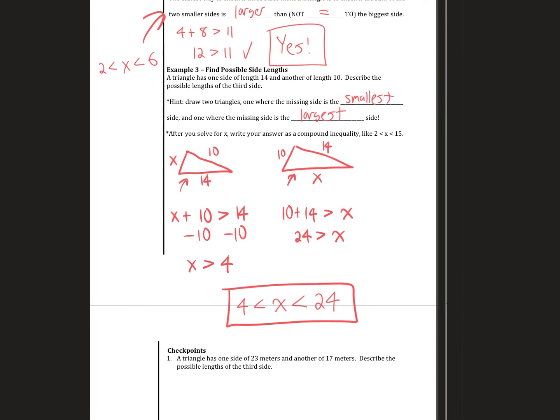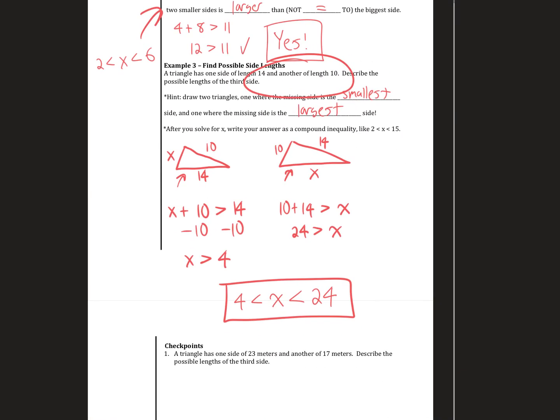That's what this problem is actually trying to find. By making two triangles where x is the smallest side and the biggest side, we found the possible range of values. So anything between 4 and 24 would make the 14 and 10 triangle actually work, like we talked about up here with the triangle inequality theorem. Kind of complex, but if you follow these steps, you'll be just fine.